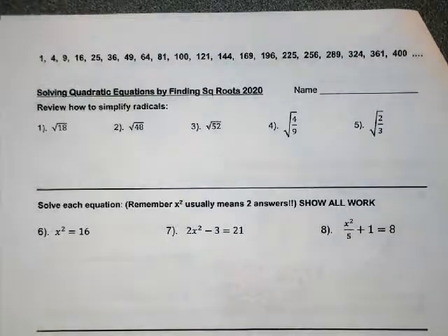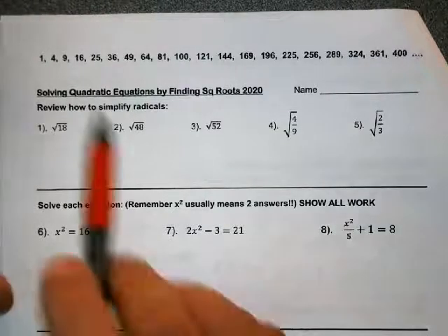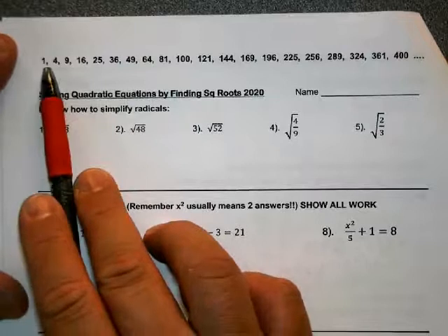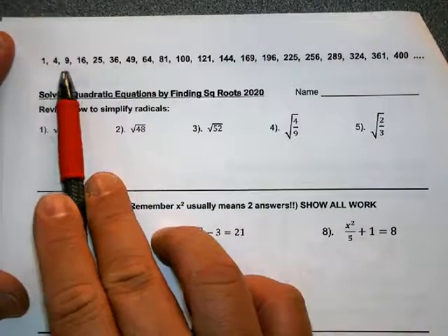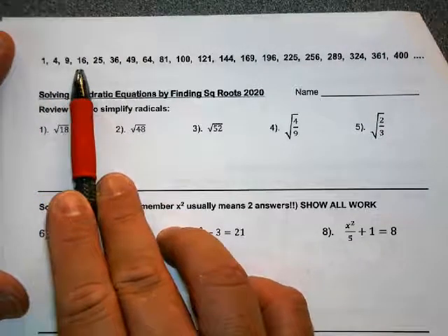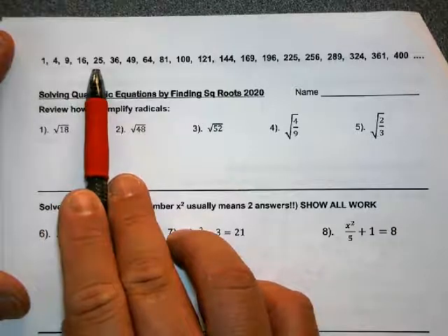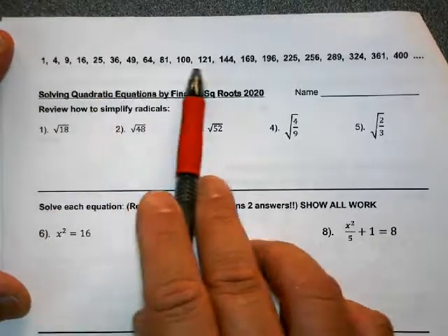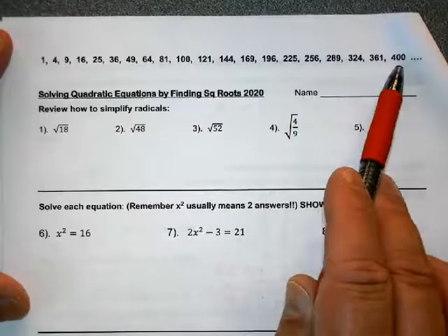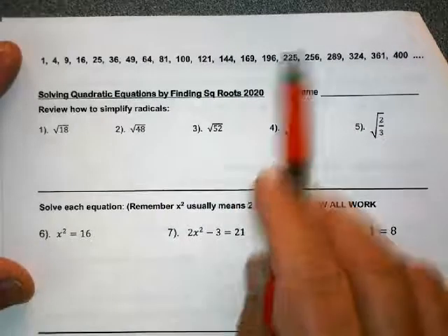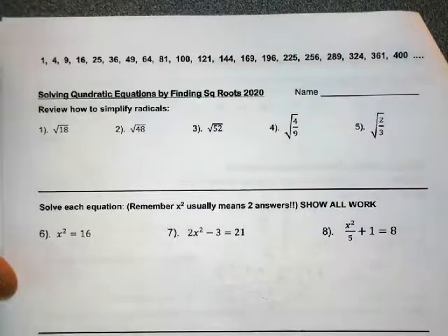So we have to learn how to simplify radicals. Now remember, our perfect squares, this is on your factoring flowcharts, right? The perfect squares: 1 squared, 2 squared is 4, 3 squared is 9, 4 squared is 16, 5 squared is 25. And this one, I think, goes all the way up to 20. Okay? 20 squared is 400.